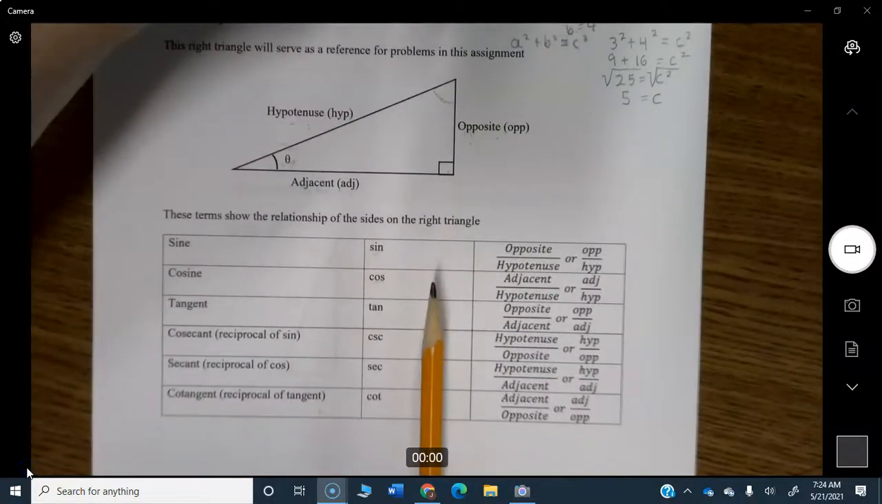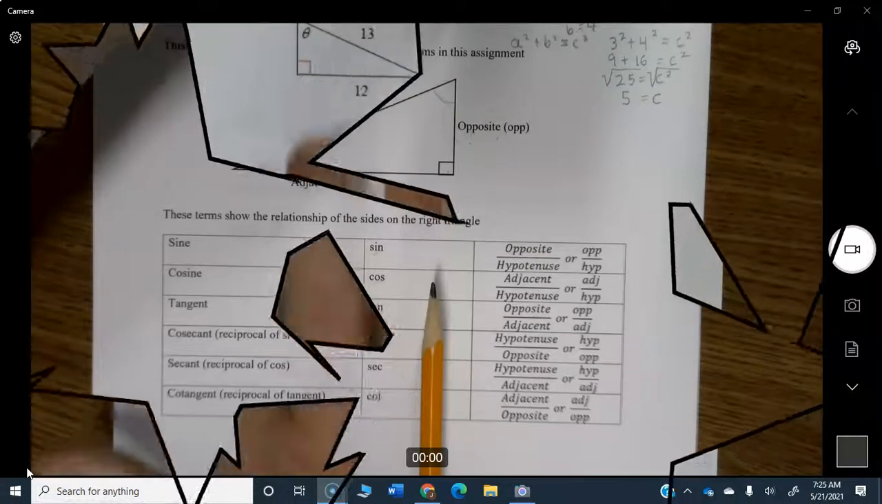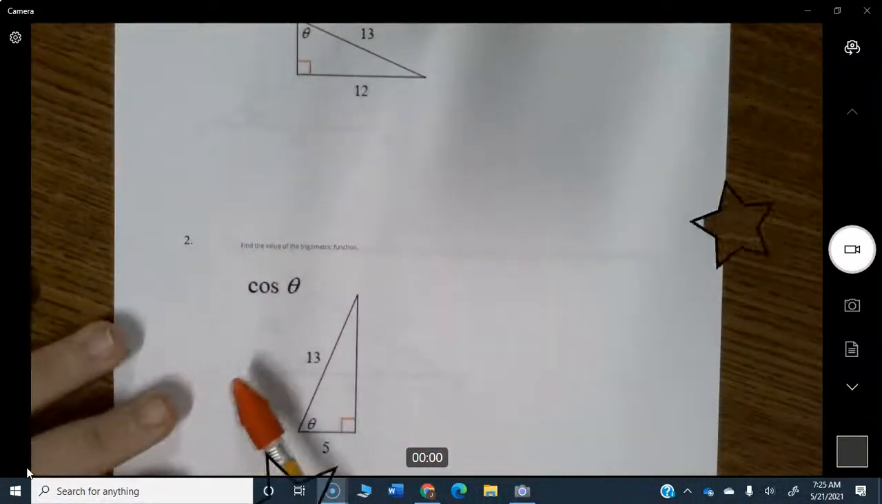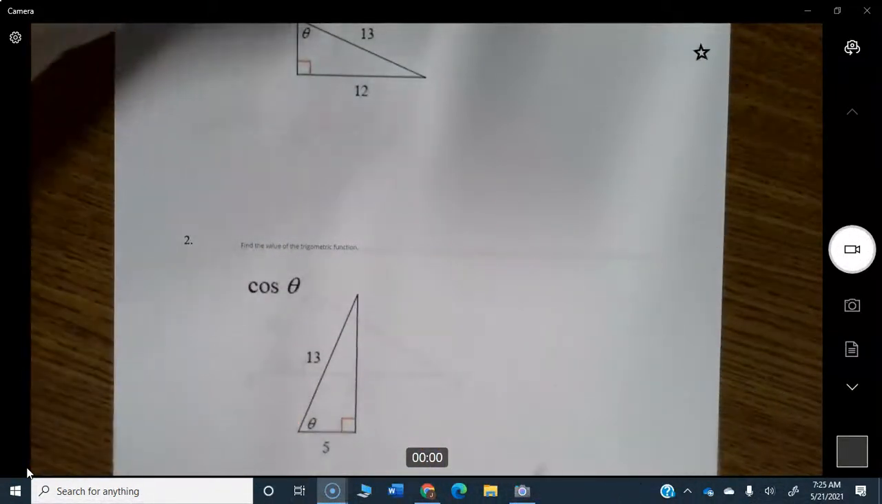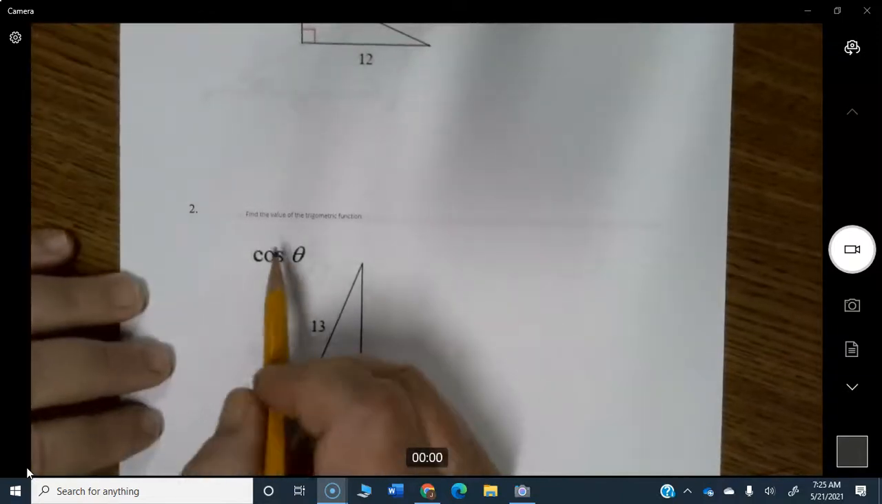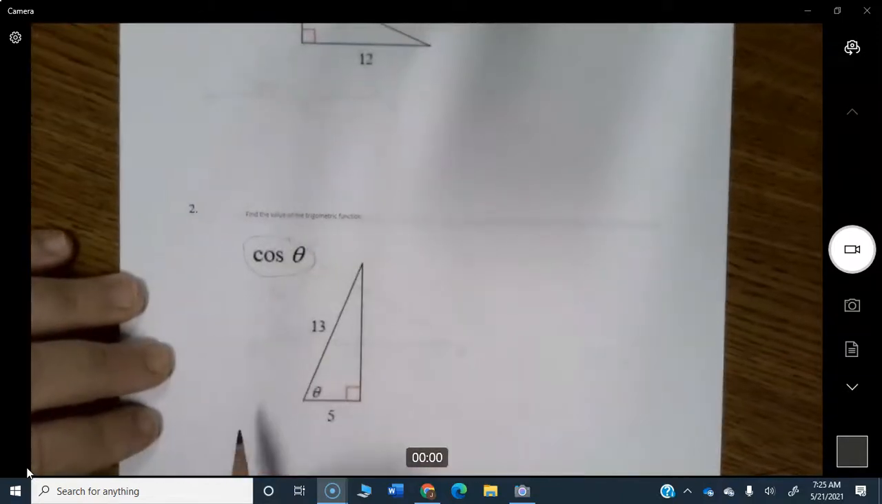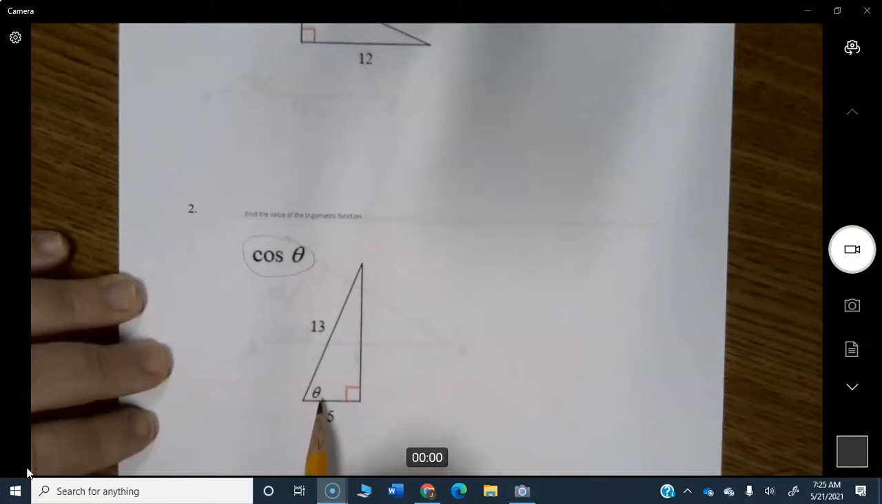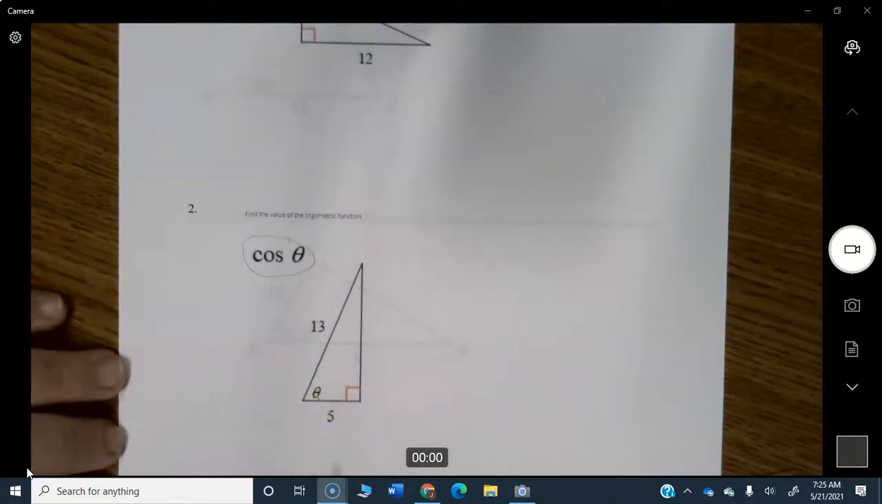Okay, so let's go ahead and do some problems. On the first page is problems 1 and 2. I'm going to start with problem 2. It's actually a little bit easier problem than problem 1. So let's go ahead and do this. What they want you to do is find the cosine of this. And the first thing I always want you to do when you do these problems is, here's our angle theta. I want you to identify the opposite, the adjacent, and the hypotenuse.